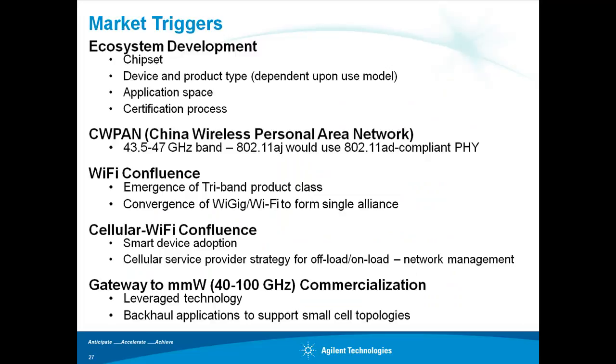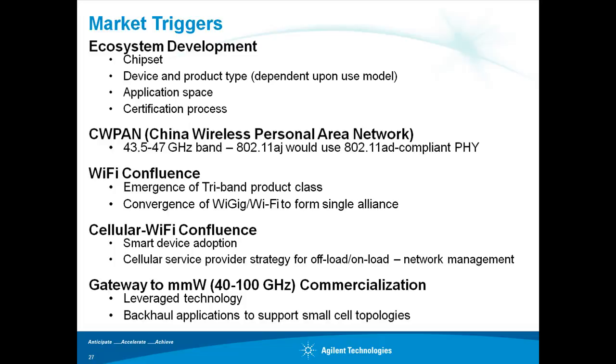60 GHz is a developing ecosystem. Many of the necessary attributes are coming together in the form of a supply chain and certification process to set a standard for product interoperability and quality. China is seeking to deploy this same technology in the 43 GHz band to supplement its spectrum, and the emergence of tri-band chipsets for Wi-Fi and the merging of the two main industry alliances are significant developments.